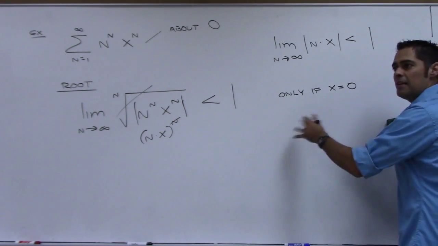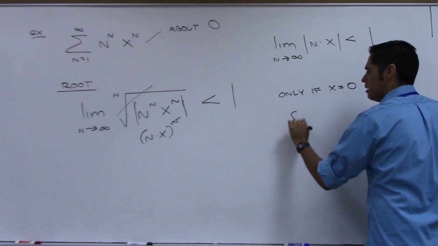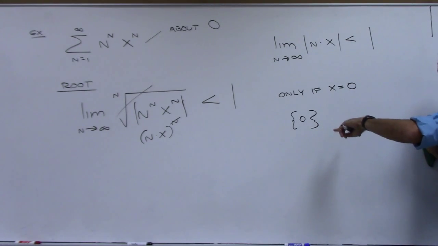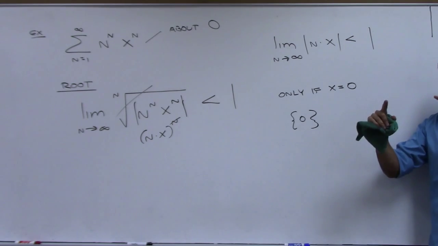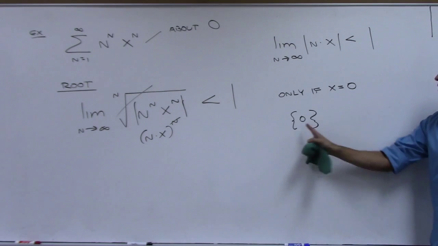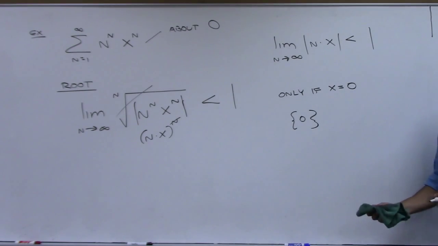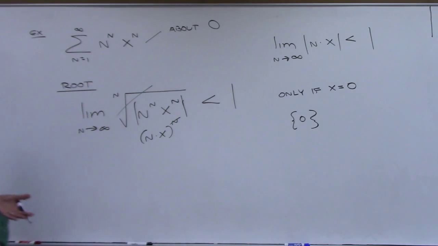So how would we say the domain, if this was a function? 0 to 0. We use a set of braces. Intervals use parentheses and brackets because they include everything in between. If you're only talking about a single number, you put a set of braces around the number. So it's the set of numbers that just has the number 0 in it.